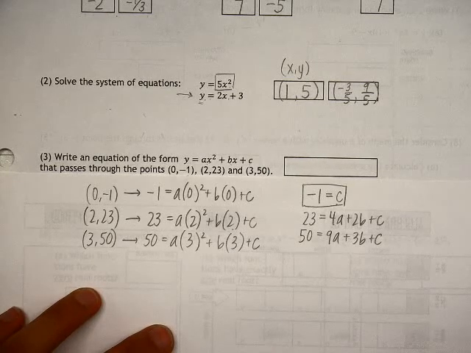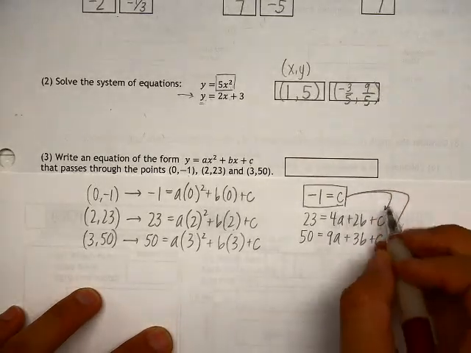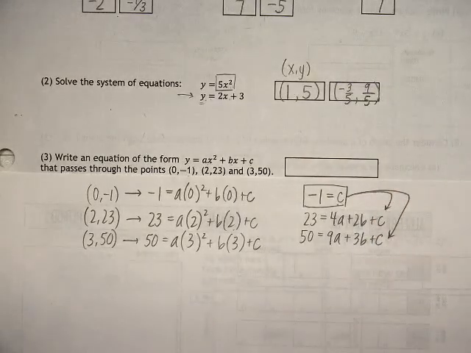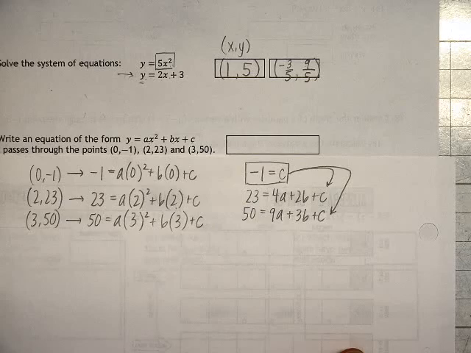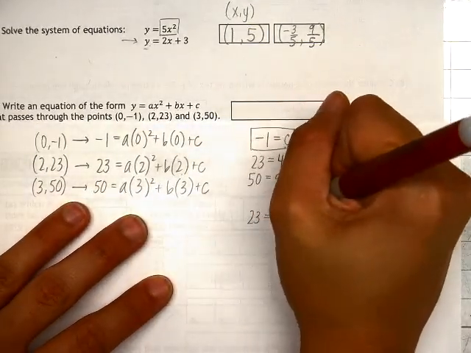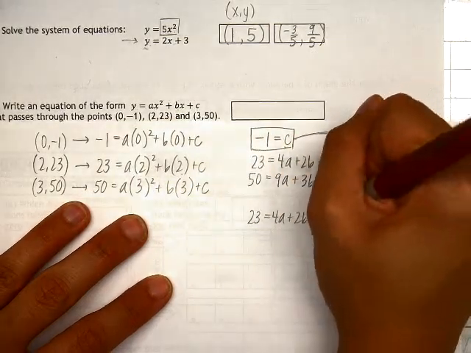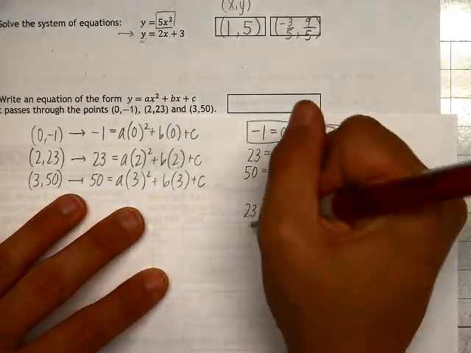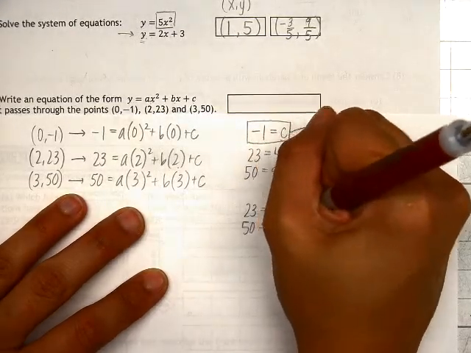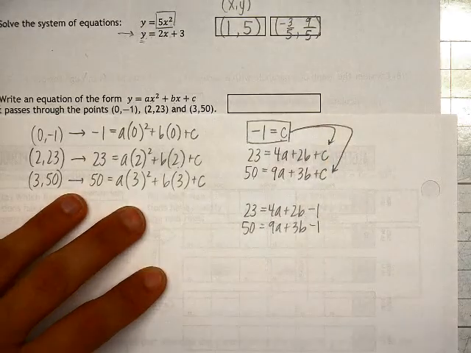So one nice strategy is to plug in that value of c into both of the equations that I haven't worked with yet, because that will make those equations a little bit simpler. That'll give me, for the first equation, 23 equals 4a plus 2b, now instead of plus c, -1. And the next equation would be 50 equals 9a plus 3b instead of plus c -1.